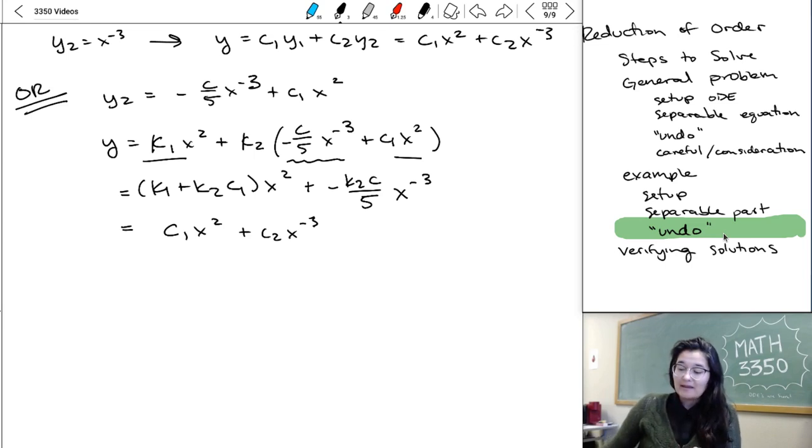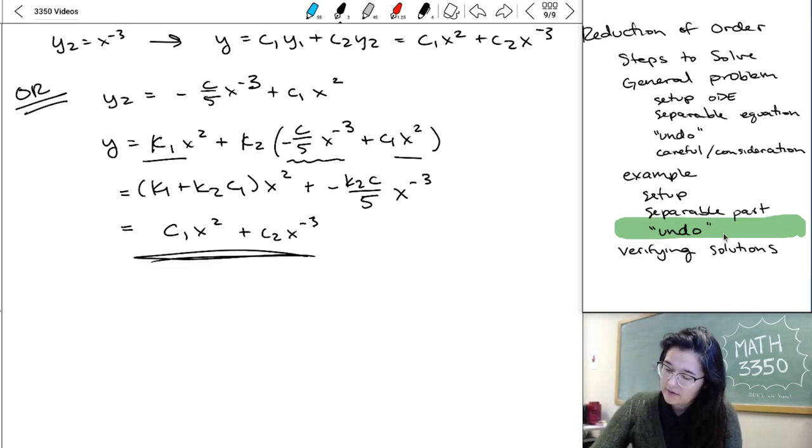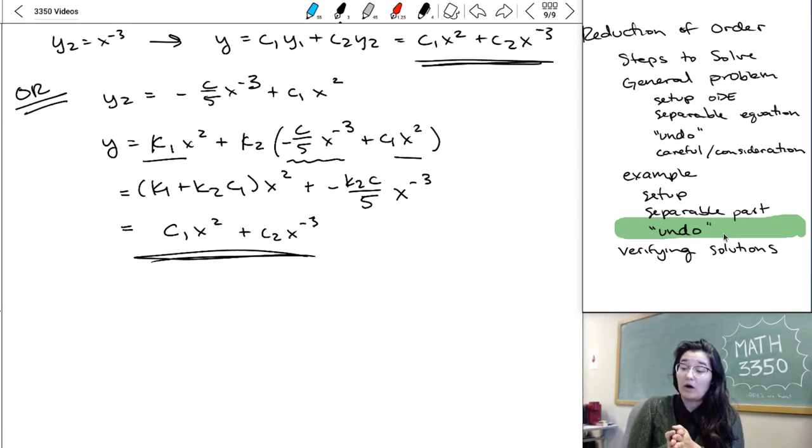But in either case, the first way where you simplify then plug in, or where you plug in then simplify, we do end up where we have only one constant for each part of our fundamental solution set, or only two constants for the second order problem.